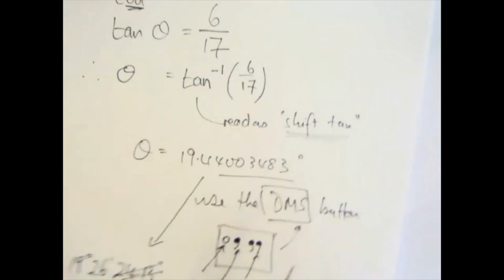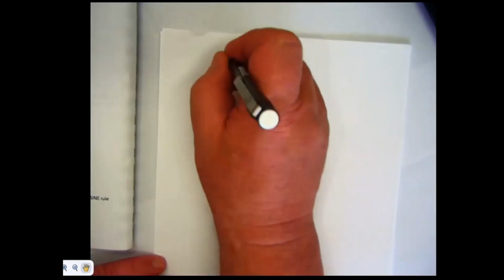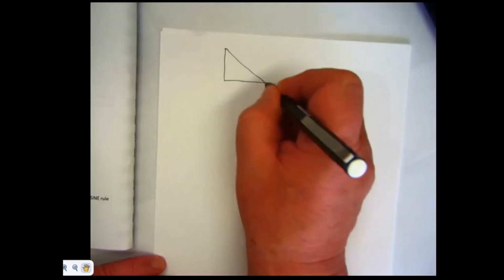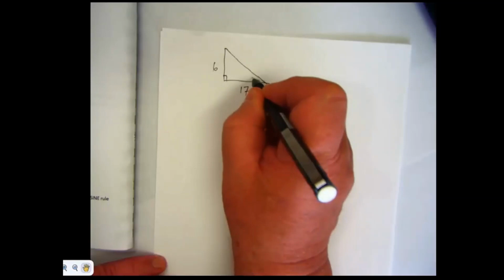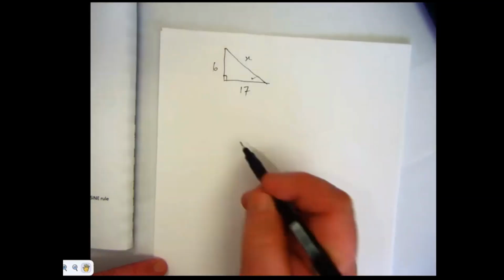Right, the next little bit that we require is to find x. Remember, we had to do 2 things here. We had 6, the right angle, 17. We know this angle now, we've got x. Well, this is pretty easy.